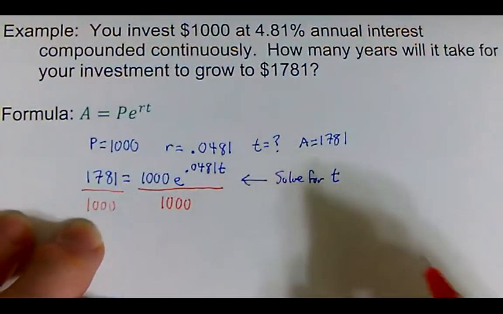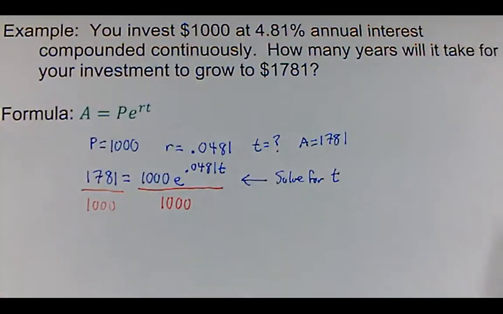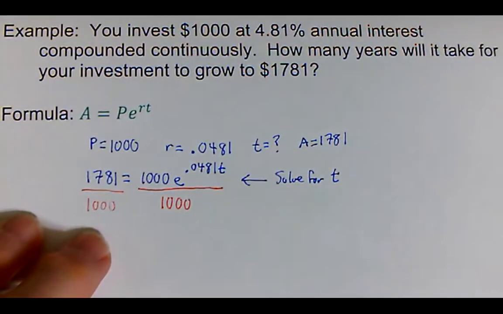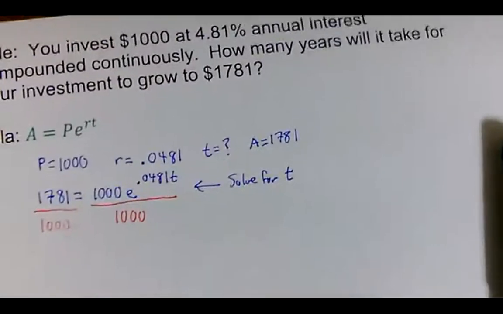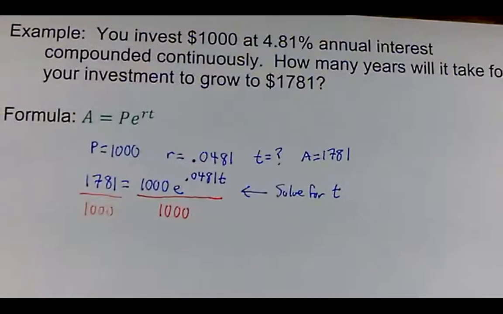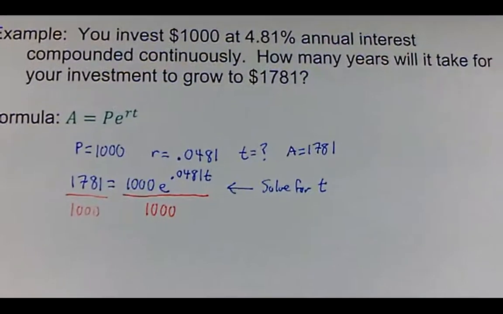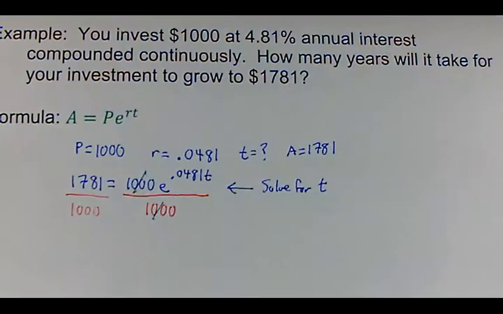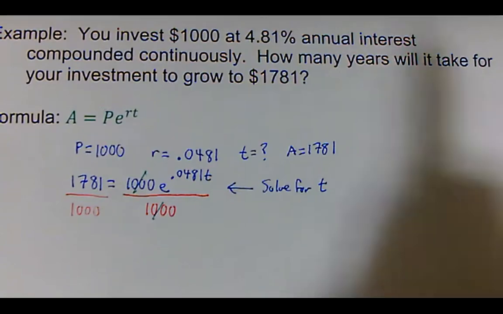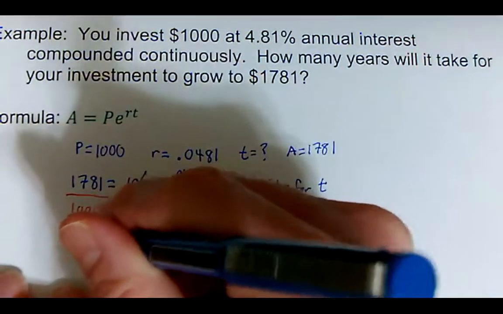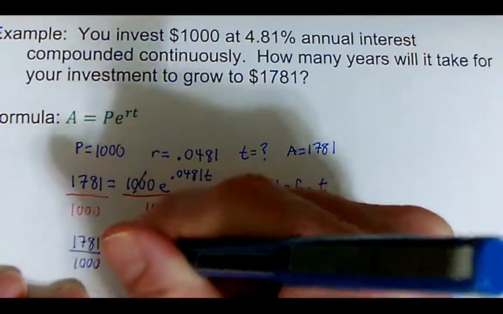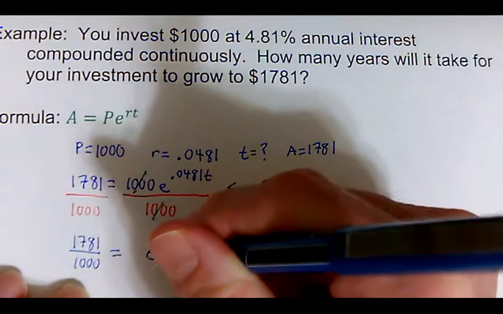Now, the calculation on the left is simple. It's just moving a decimal, but I'm going to leave it be because it might be more complicated in other settings. And I want to show you that the calculator will do everything for us. Whoops, sorry about that. The 1,000s will divide out. And then I'll have the exponential expression by itself, 1781 over 1,000 equals e to the 0.0481 t.